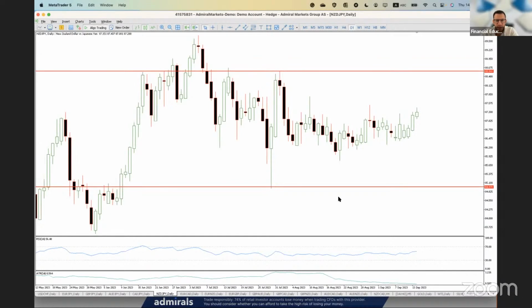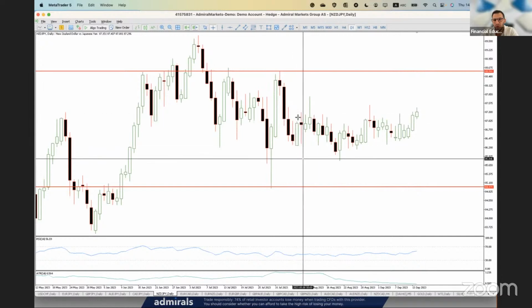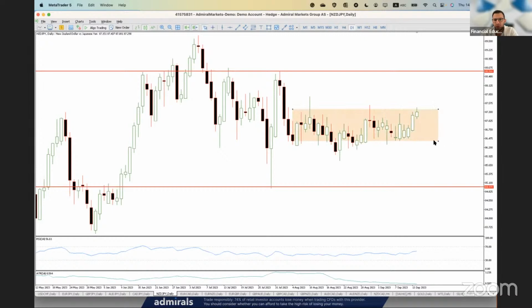Look at the New Zealand JPY. It's been 6 weeks. This pair is just moving inside this consolidation area. It's not even a ranging market to sell the top and buy the bottom, nothing. That's why I don't like to trade these cross pairs. There are plenty of opportunities on the majors to trade.